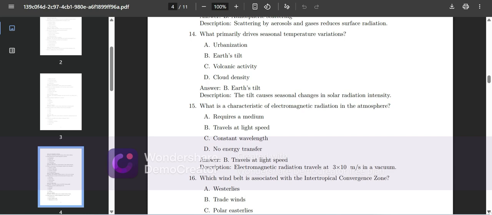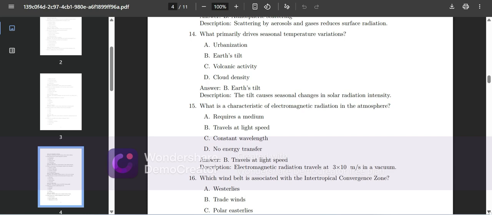What are the characteristics of electromagnetic radiation in the atmosphere? Travels at light speed. Electromagnetic radiation travels at 3 × 10^8 m/s in a vacuum.